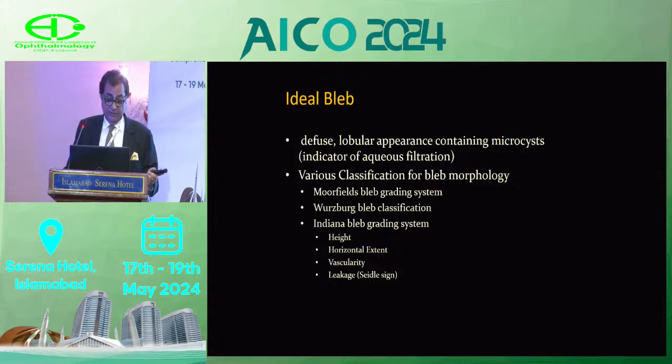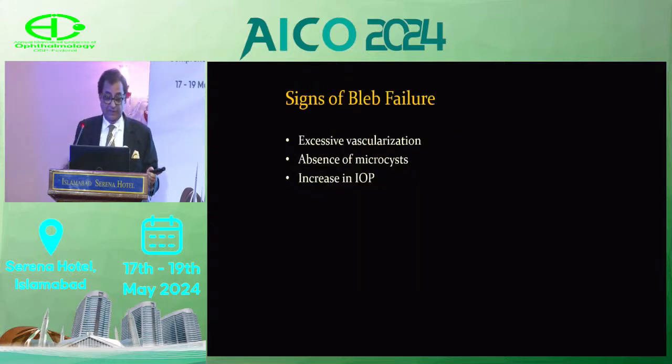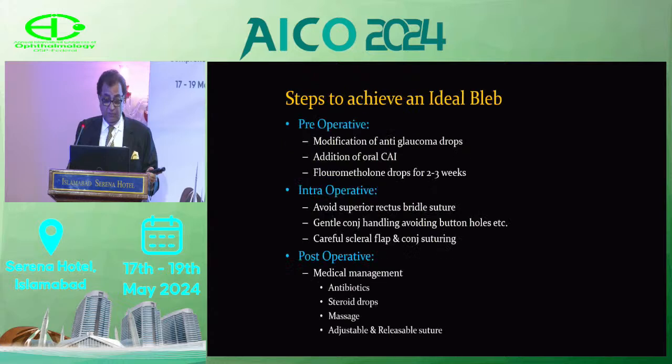You have to look at the height of the bleb, horizontal extent, vascularity, and also leakage, and you want to see, by putting fluorescein, if there is any Seidel positive. And these are signs of bleb failure: excessive vascularization, absence of microcysts, and increase in the intraocular pressure.